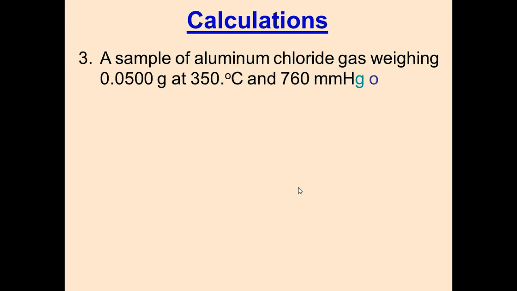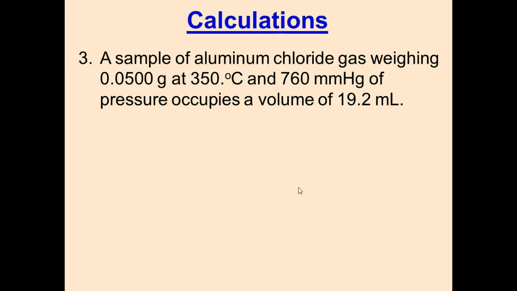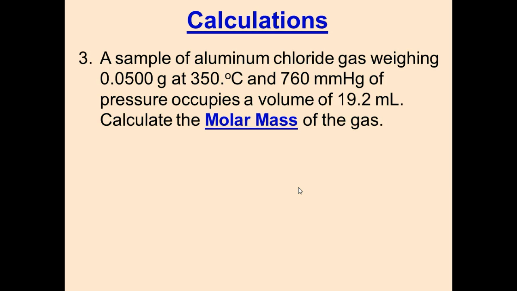And so now we have question 3. A sample of aluminum chloride weighing 0.05 grams at 350 degrees Celsius and 760 mmHg of pressure occupies a volume of 19.2 milliliters. Calculate the molar mass of the gas. So this is a little tricky problem because we have an extra step here.